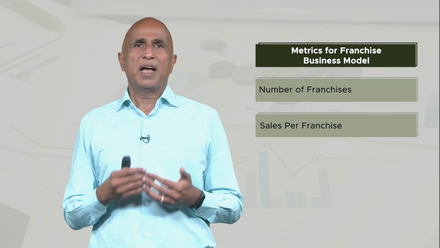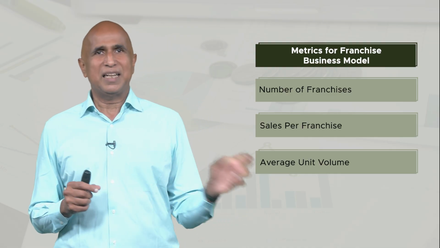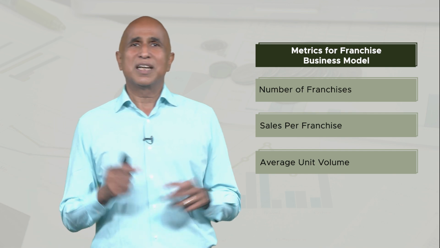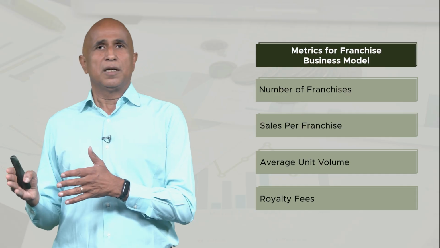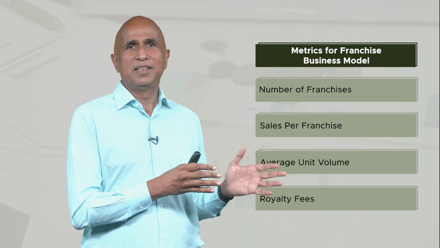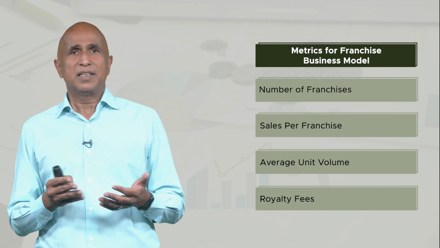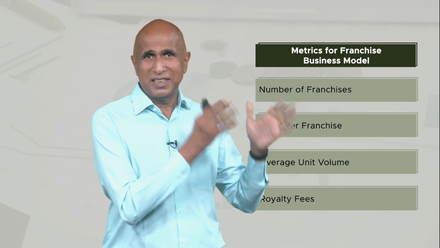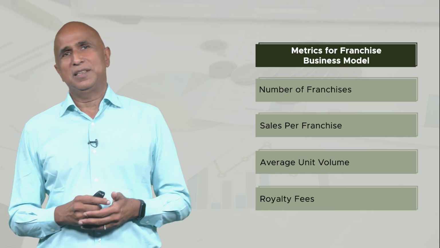Third metric is average unit volume, the average sales volume per franchise. Higher the average unit volume, more successful is the operation, and very strong customer demand is indicated. Fourth, royalty fees. The franchisees pay to the company or the franchisor a certain percentage as a royalty fee. Typically it's a percentage. So higher the royalty fee, the better it is for the company, because the primary source of income for the franchisor or the company is the royalty fees that the franchisee pays.